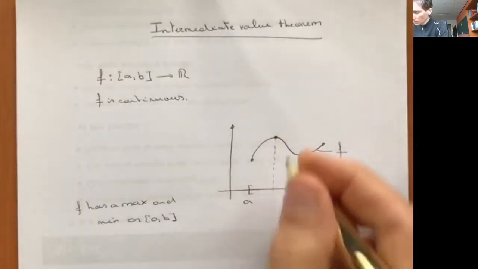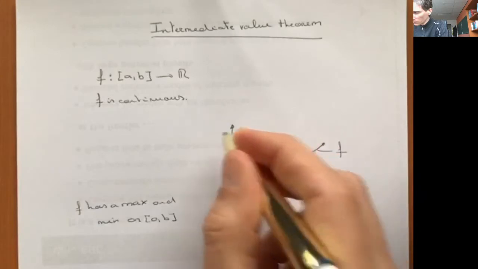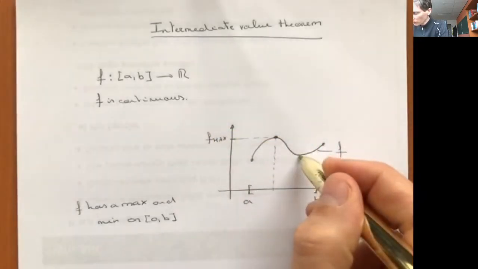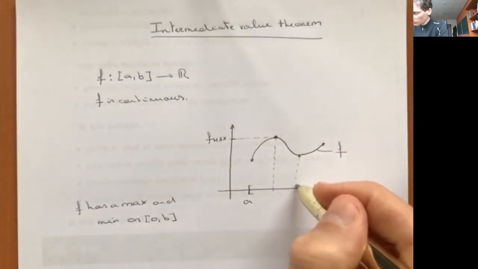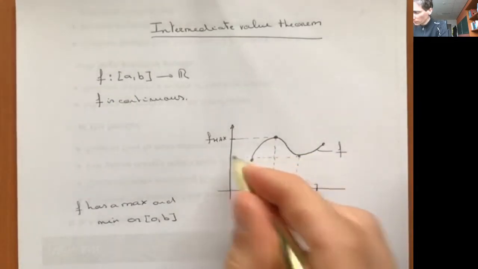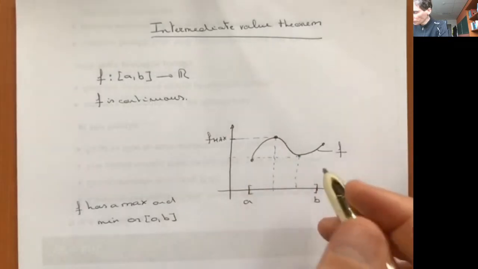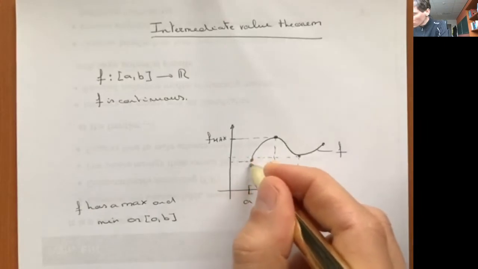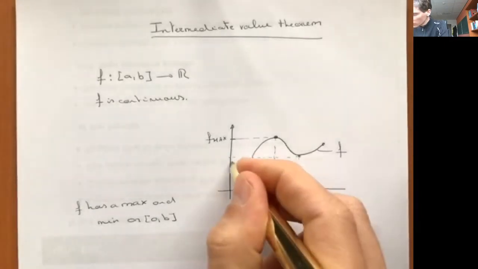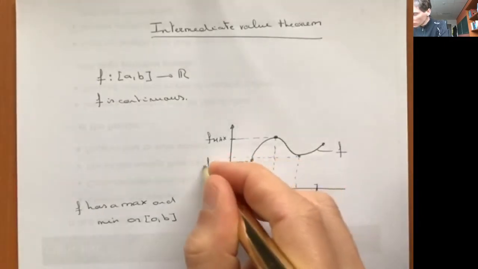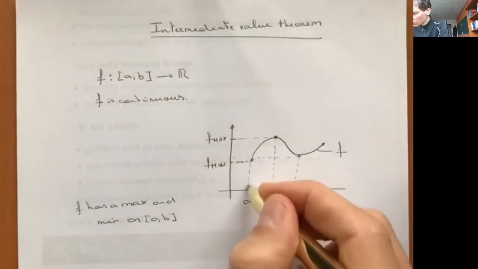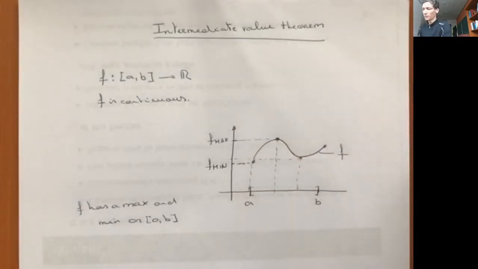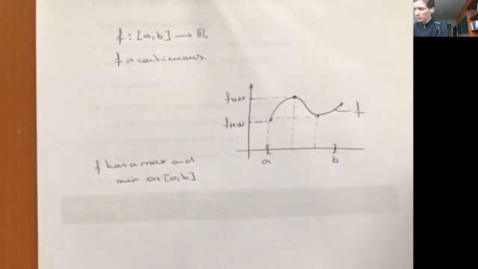So this will be my maximum value that it can take, and then the minimum will be reached, eyeballing it, somewhere over here. No, I think A is even smaller, right? So this will be the minimum here. So here f min will be reached at A, and f max will be reached at this point here. So what does the intermediate value theorem tell you?